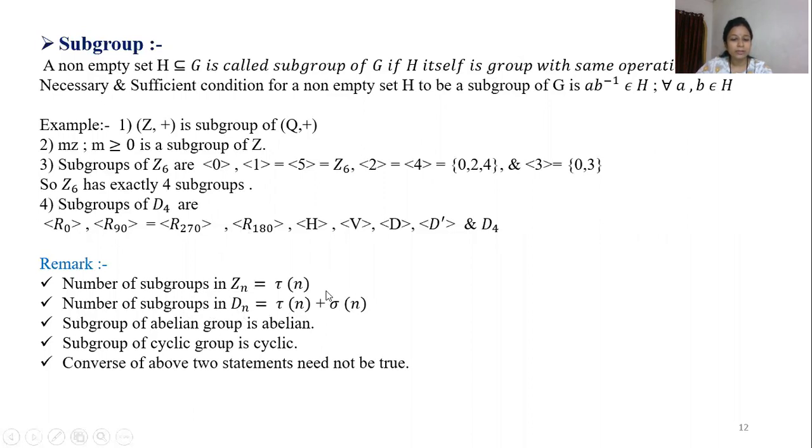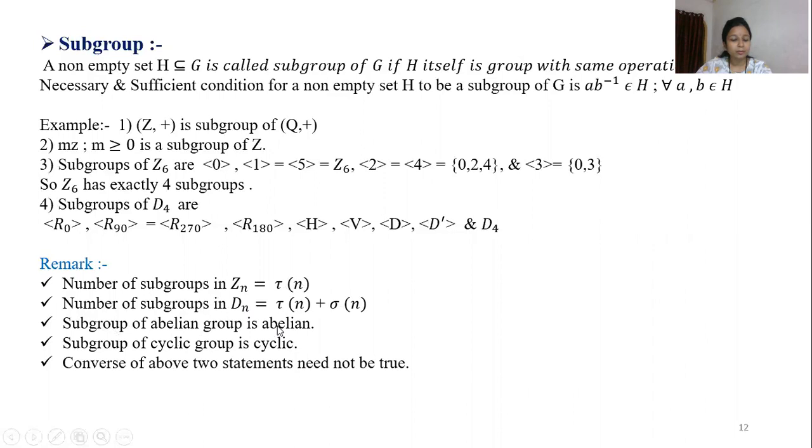See, with these two formulas, we can easily calculate how many subgroups Zn has. Suppose I am checking n as 200. Find out the number of subgroups in Z200. That is, find out tau of 200. For any value of n, we can easily calculate with these two remarks.